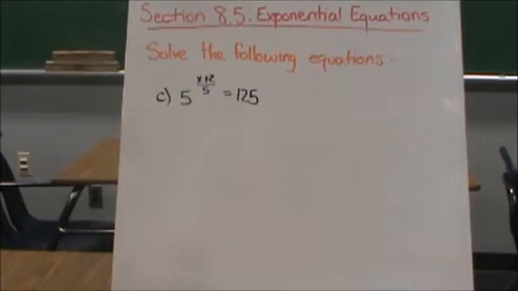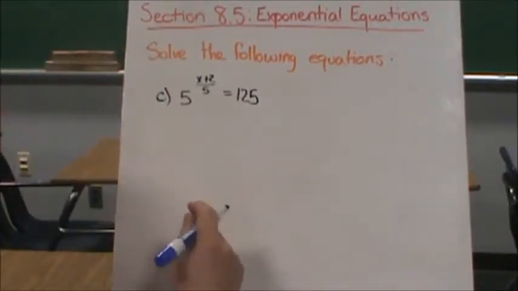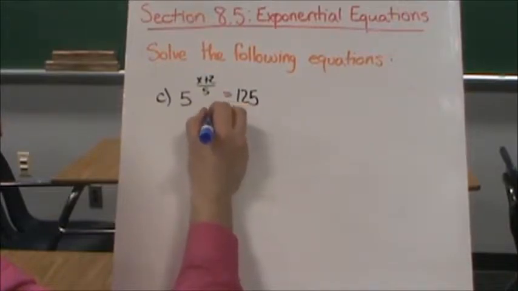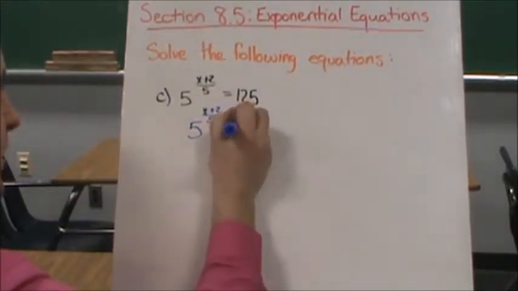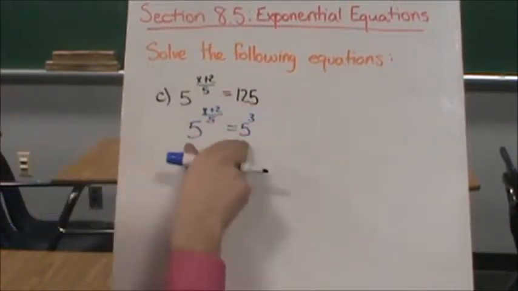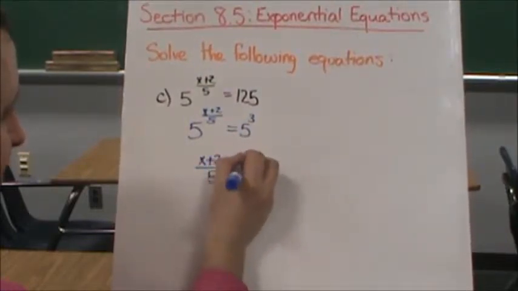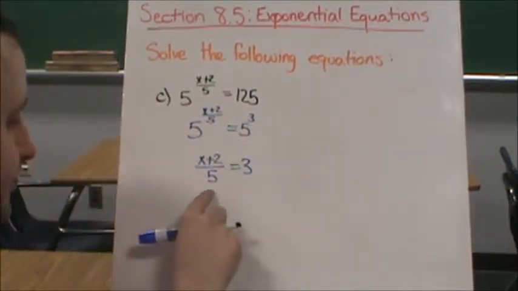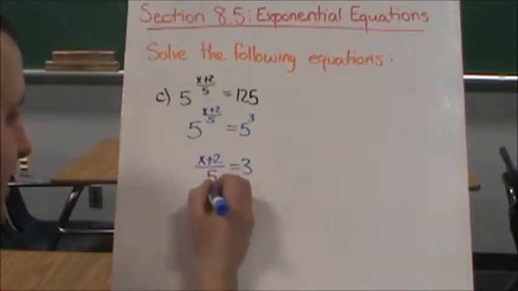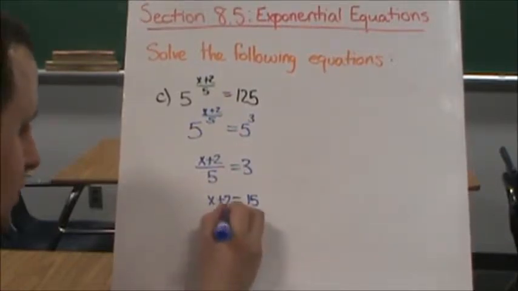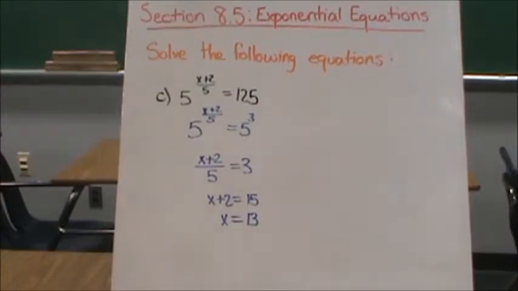The last example in this part is 5 to the x plus 2 over 5 power. This whole thing, x plus 2 all over 5, is the exponent for this equation. So if you want to rewrite both sides as having the same base, get 5 to the x plus 2 over 5. 125 is a power of 5, so we can write that as 5 cubed. So if these sides are truly equal, then x plus 2 over 5 has to equal 3. The exponents have to be the same. So then when you solve for x, multiply both sides by 5, and you get x plus 2 equals 15. And then subtracting 2, you get x is equal to 13.